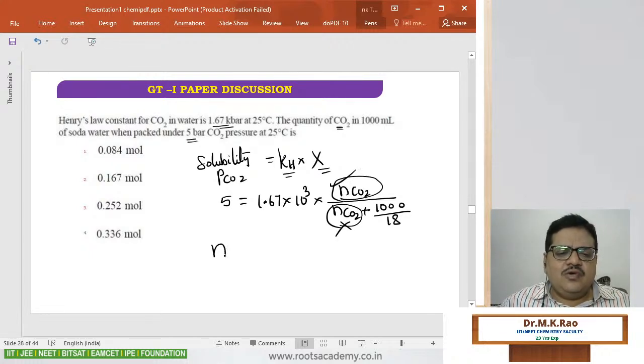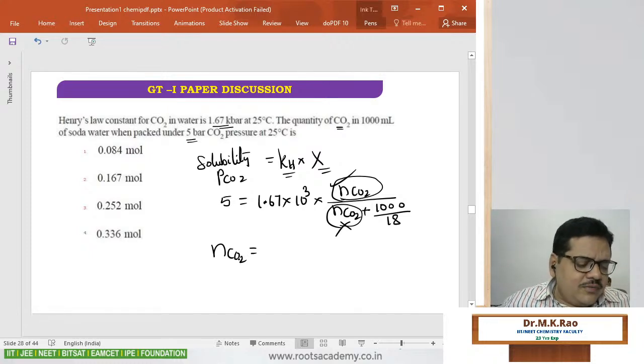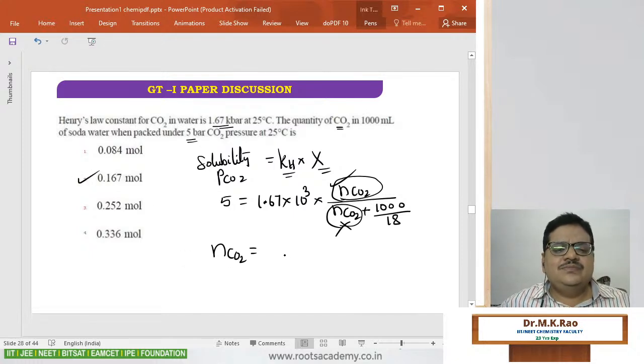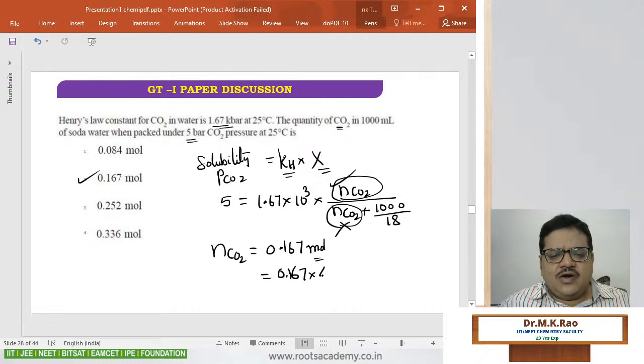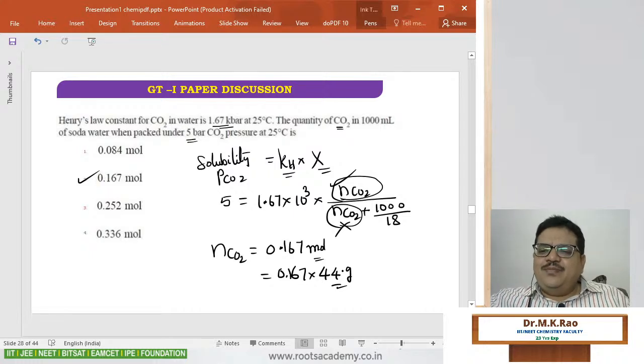Now number of moles of carbon dioxide, finally what are you getting? Finally, question number 144, we are getting option B, 0.167 moles. If they are asking for the amount, it is 0.167 into 44 grams. Like that we can approach.